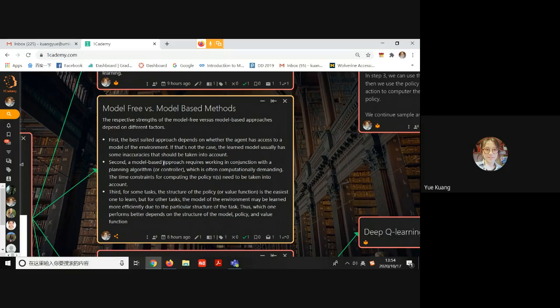Second, a model-based approach requires working in conjunction with a planning algorithm or controller, which is often computationally demanding. And time constraints for computing the policy pi need to be taken into account. Third, for some tasks, the structure of the policy or value function is the easiest one to learn. However, for other tasks, the model of the environment may be learned more efficiently due to the particular structure of the task. Thus, which one performs better depends on the structure of the model, policy, and value function.